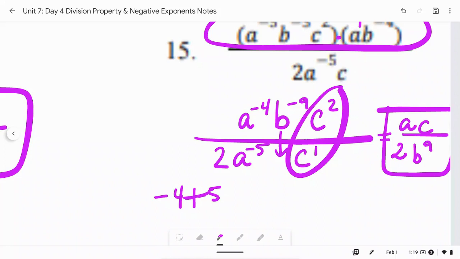So hopefully you're getting the hang of this. It's the same thing we've been doing with the product property and quotient property. You just have to make sure that if you have a negative exponent in your answer, that you move it either to the numerator or the denominator to make it positive.